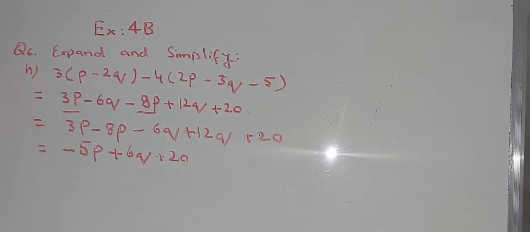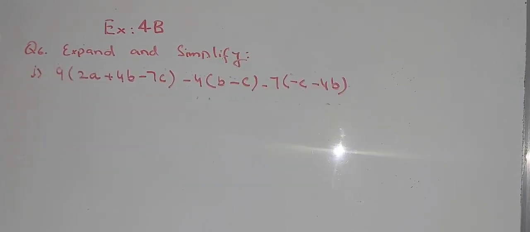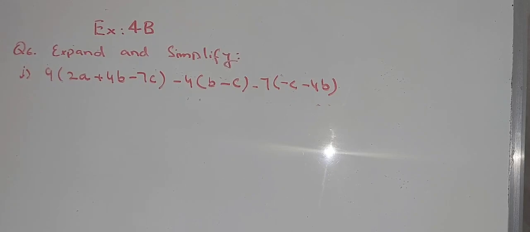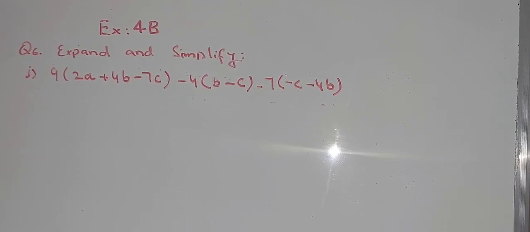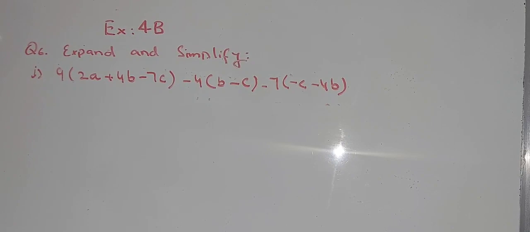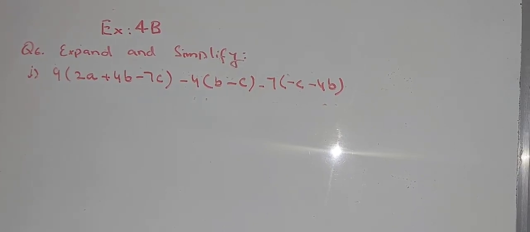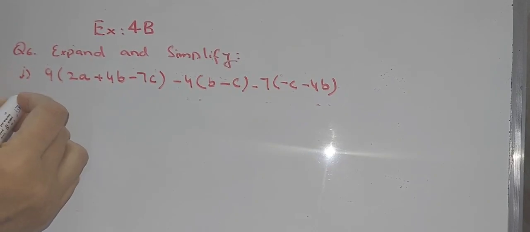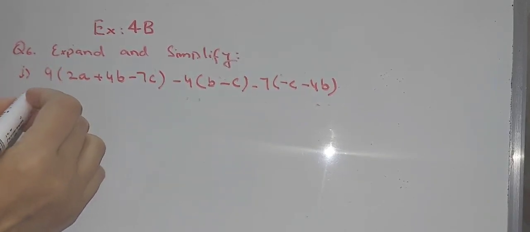Now move on to part I. Part I is 9 bracket 2a plus 4b minus 7c bracket close minus 4 bracket b minus c bracket close minus 7 bracket minus c minus 4b bracket close. So don't be confused with the long expression, you just have to follow the pattern. First of all, we have to open the bracket.